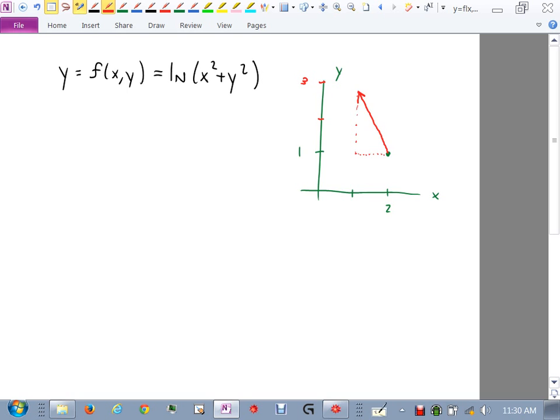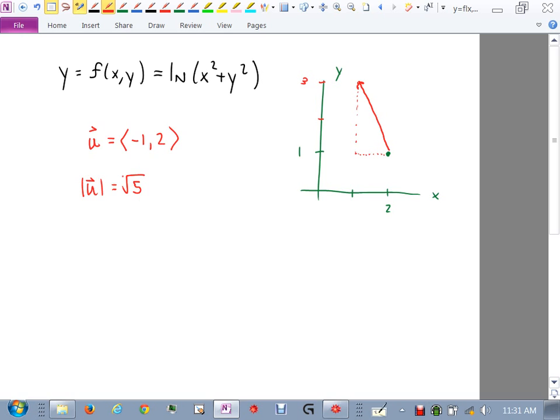Problem is that vector does not have unit length. So even though I called it u, it was more to trick you into thinking you could use it, because what you actually have to do is make it unit length. So to make it unit length, we're going to divide it by its own length. So what is the length of that vector? √5.